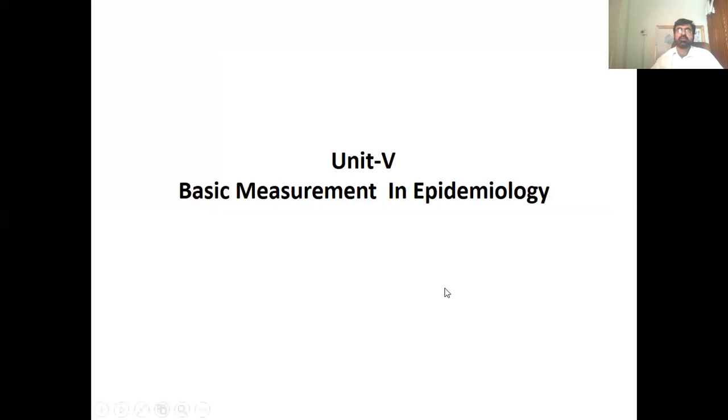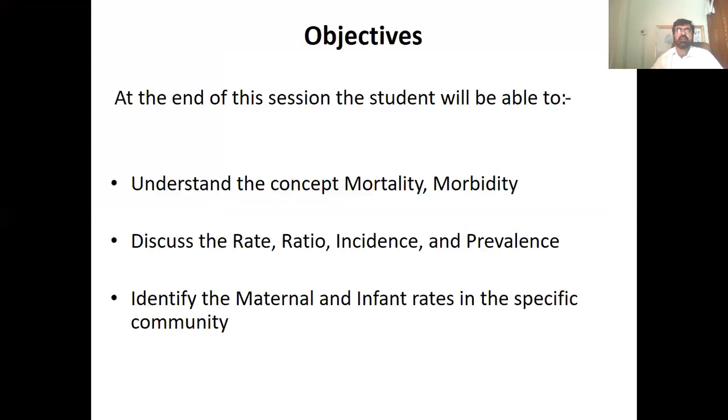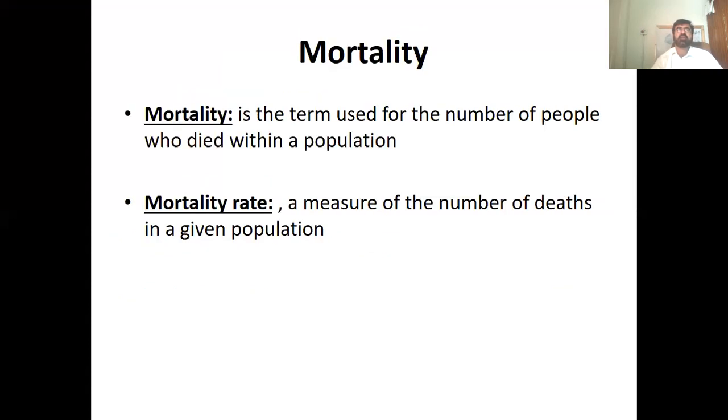So basic measurement in epidemiology, these are a few objectives: the concept of mortality and morbidity, the rates, ratio, incidence, and prevalence, maternal and infant rates in the specific community. So what is mortality? Mortality means death. Mortality is the term used for the number of people who died within a population.